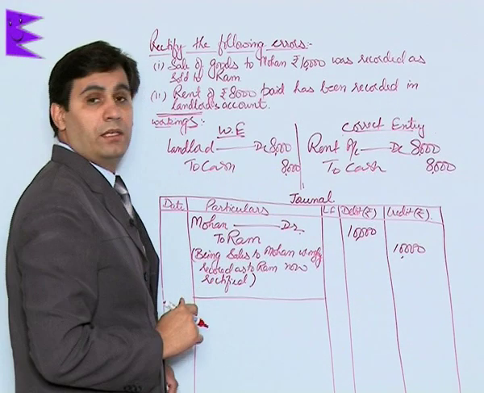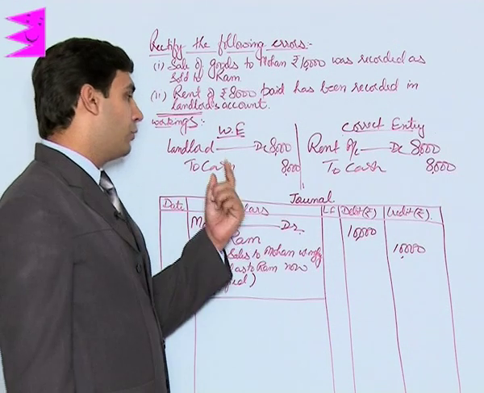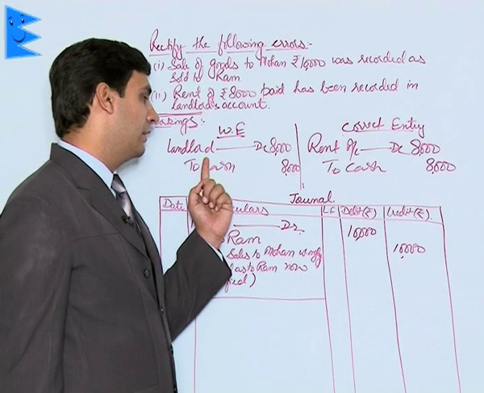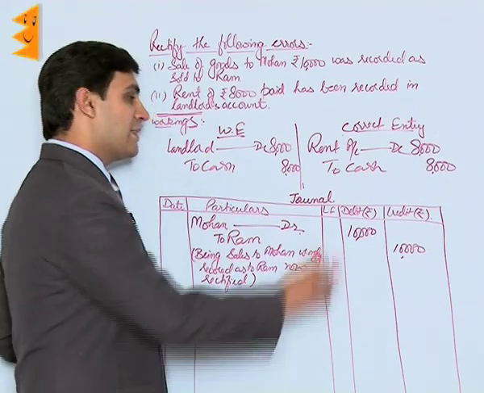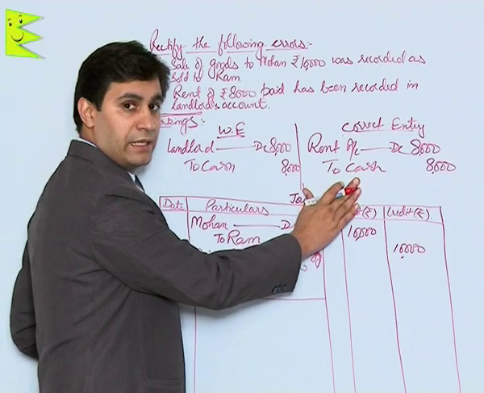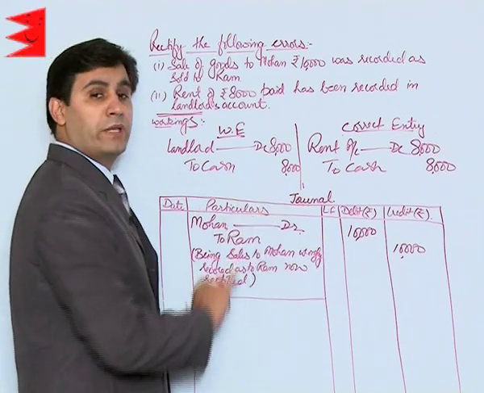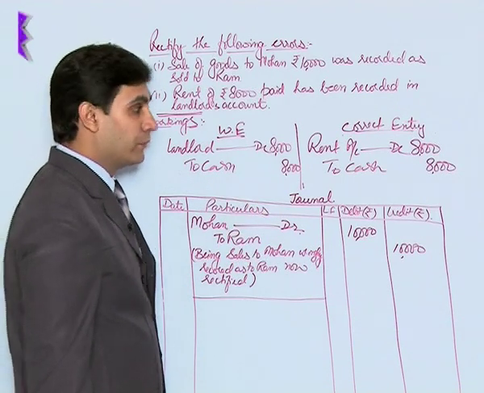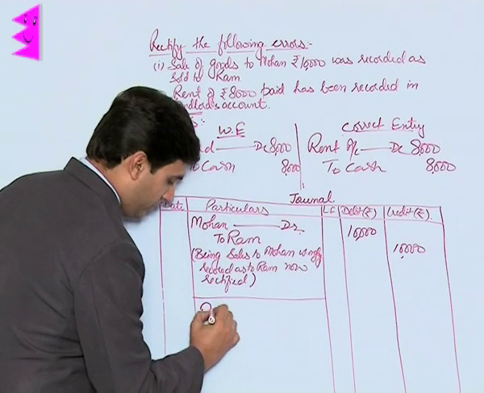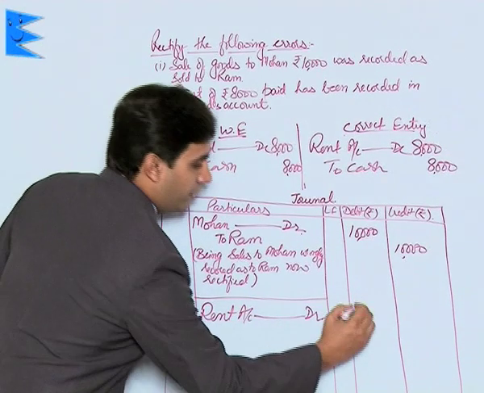Again, let us identify what is wrong in the entry that we have done. We should have debited rent account. But what we have done is wrongly debited the landlord's account, whereas the effect in the cash account is correct. Cash should have been credited and in the wrong entry also it has been credited. So there is no rectification required in the cash account. But what about the rectification in this? The rent account should have been debited. So let us debit it now. Rent account debited 8,000 rupees.